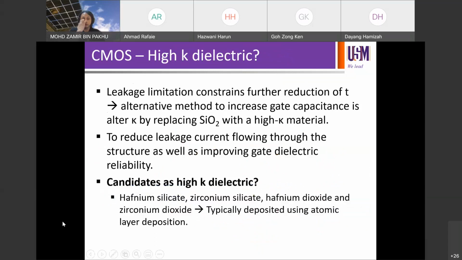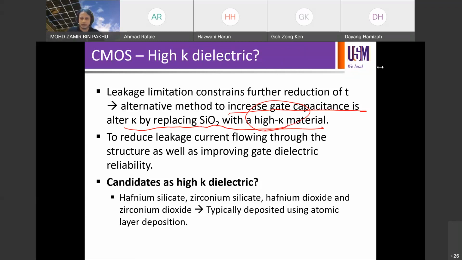So leakage limitation constraints further reduction of T. If you can't replace the dielectric material with a high K value dielectric material, it's hard to reduce the thickness because it's going to result in higher leakage current, right, through the dielectric material. So the alternative method to increase gate capacitance is to alter the kappa value by replacing SiO2 with another high K dielectric material.